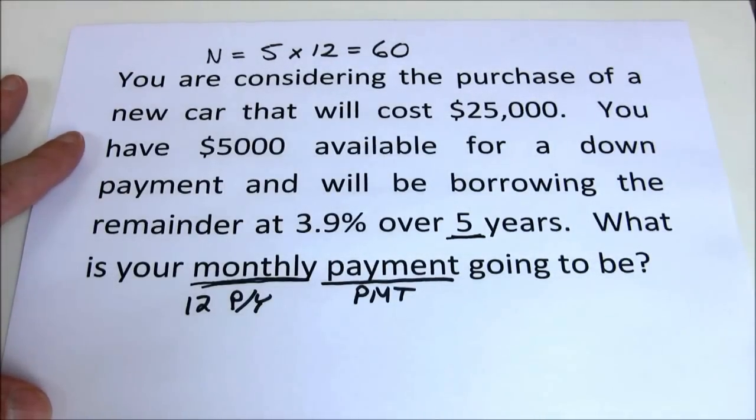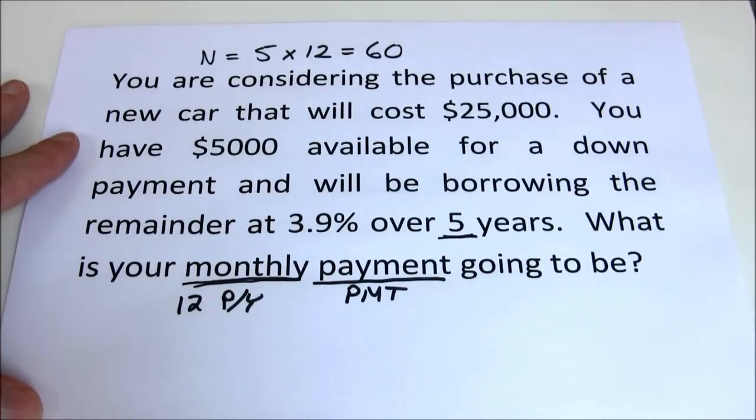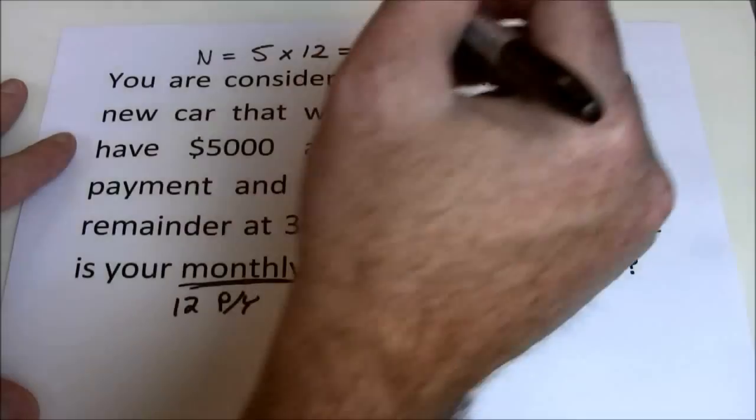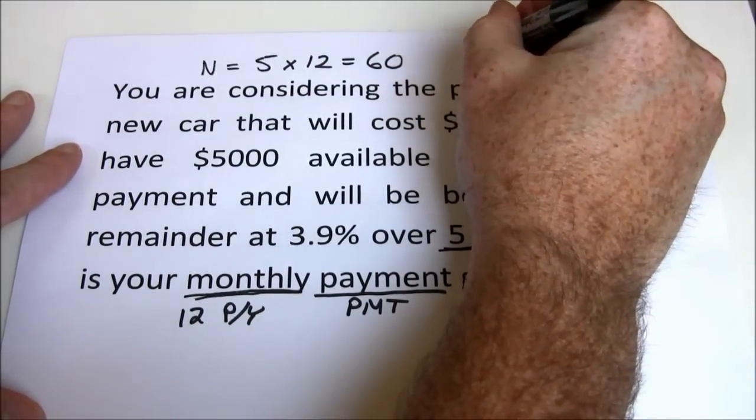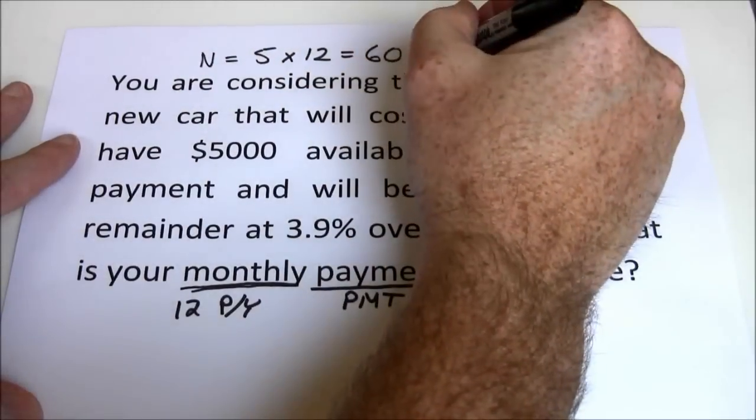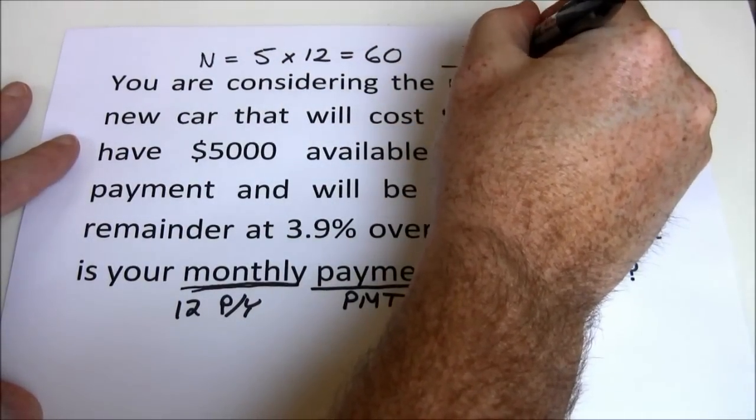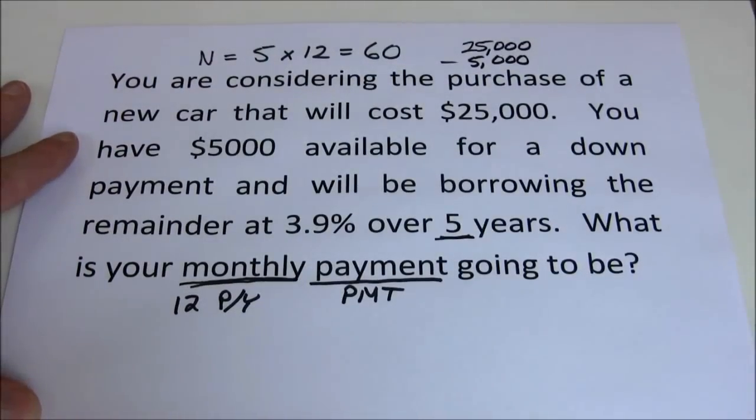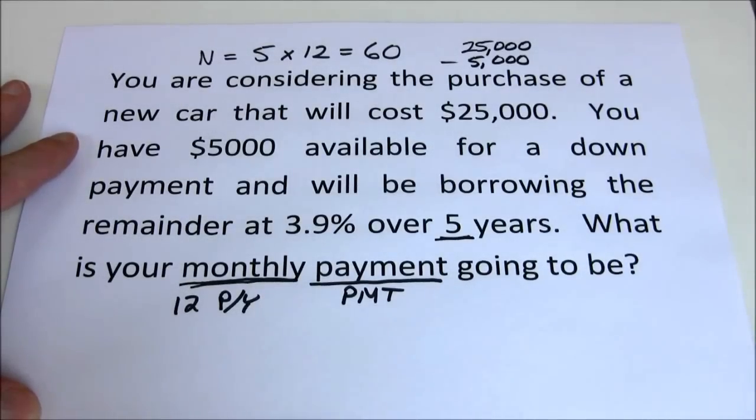Another thing that a lot of people will make a mistake on with car loans as well as mortgage loans is the present value. Anytime you're doing a loan, the present value is the amount you're borrowing. In this case, we're borrowing $20,000. The car costs $25,000, but we have $5,000 available for a down payment. So we've already got 5 of the 25. We only need to borrow the difference. We need $20,000. So now we can go to our financial calculator.